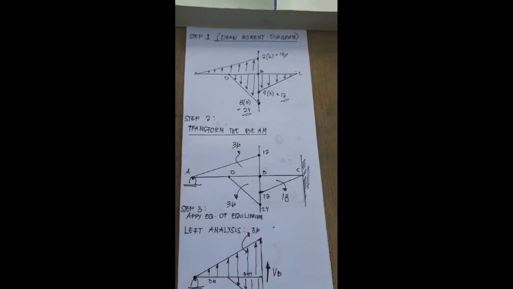So step 2, transform the beam. So gikan sa real beam atong himuon siya og conjugate beam. So ang pin sa support A, so pin man siya, mapabilin siyang pin. So ang point C kay free end man siya, so gamon nato siya fix. Ang point B is since roller siya, so mahimo siyang internal pin.